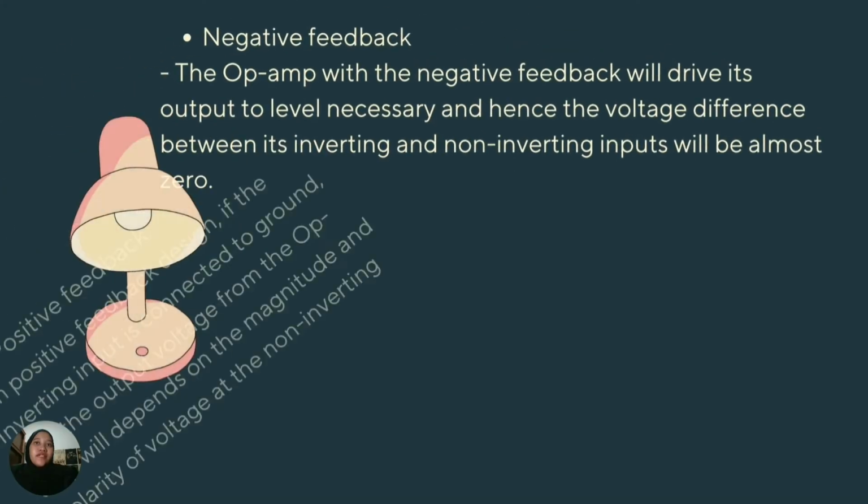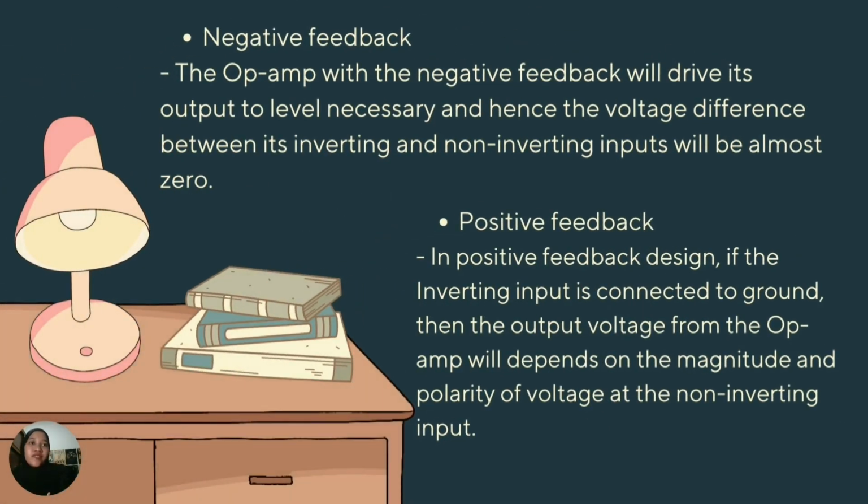We can see that there are two types of feedback, which are negative feedback and positive feedback. Negative feedback is where the output of the op-amp is connected to its inverting input, which is the minus input. Thus the output is fed back to the input so as to reach an equilibrium. The input signal at the non-inverting plus input will be reflected at the output. The op-amp with negative feedback will drive its output to the level necessary, and hence the voltage difference between its inverting and non-inverting inputs will be almost zero.